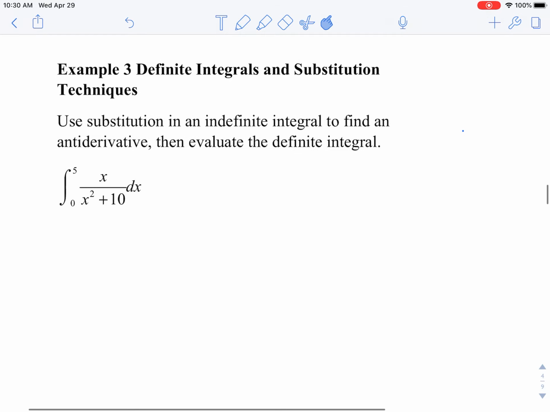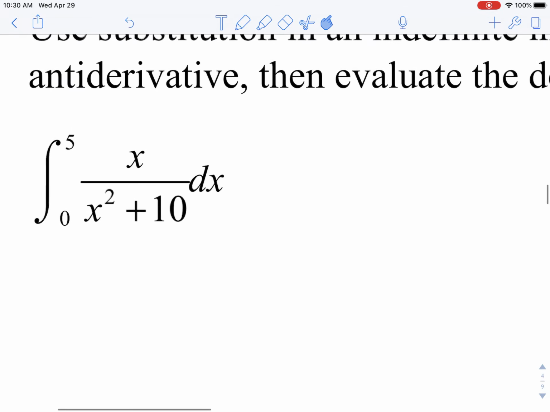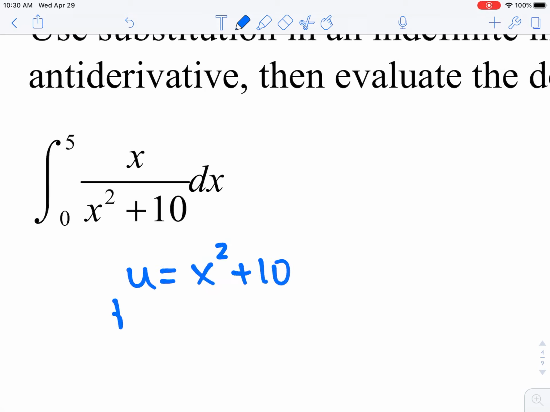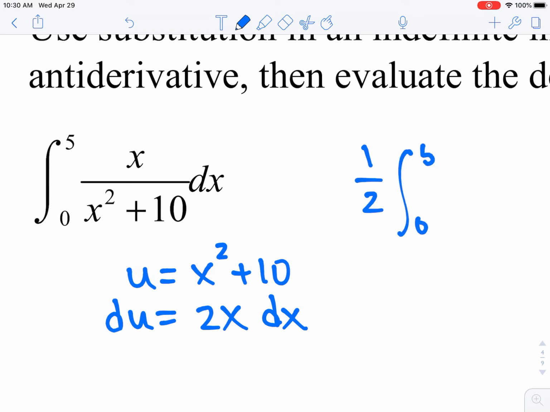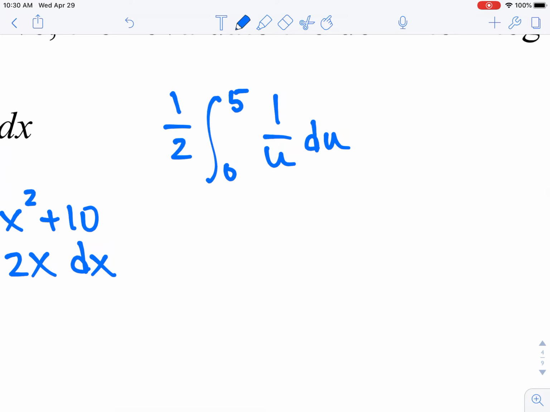Okay, let's look at this with substitution techniques. So the first technique I'm going to show you is just the pure substitution, where we let u equal x squared plus 10, du equals 2x dx. So I have a 2, and I don't have a 2 up there, so this is 1/2 integral of 0 to 5, 1 over u du. And we know 1 over u du, antiderivative of that is natural log.